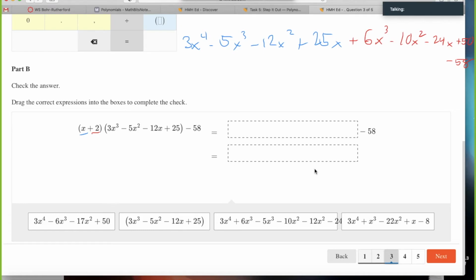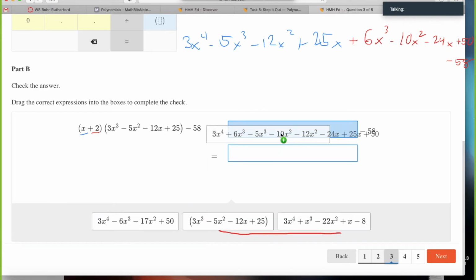Maybe, is this the right one? 3x, 6x cubed, minus 5x cubed, minus 10x squared, minus 12x squared, minus 24. Yeah, so I think this is it, let's see if there's a little bit more to it. Yeah, there's a little bit more to it. And then the minus 58 is at the end.